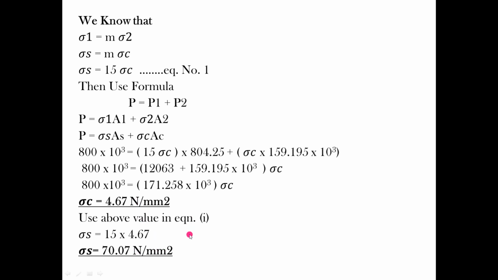As compared to these two values, the value for sigma c is less and the value for sigma s is greater, because here the concrete area is more as compared to the steel area. Area for concrete is more as compared to steel area, hence the value for stress is less. And here the value for stress is maximum because the steel area is minimum. This is the answer of this question. Then come towards the next question.